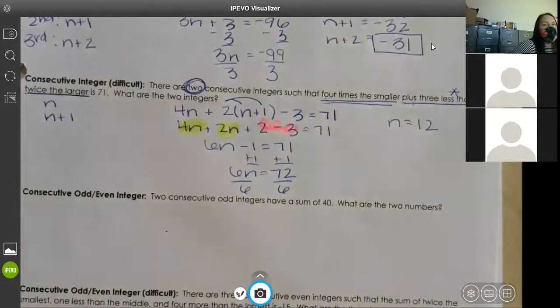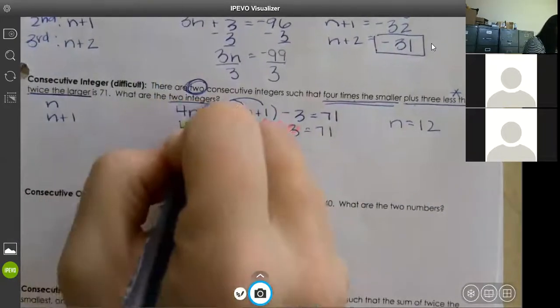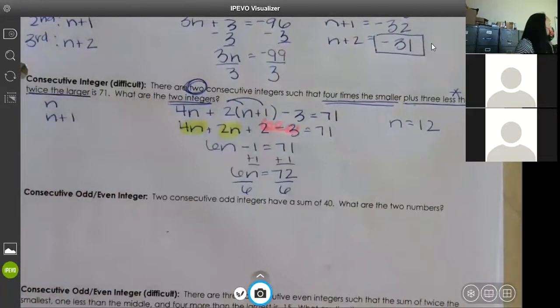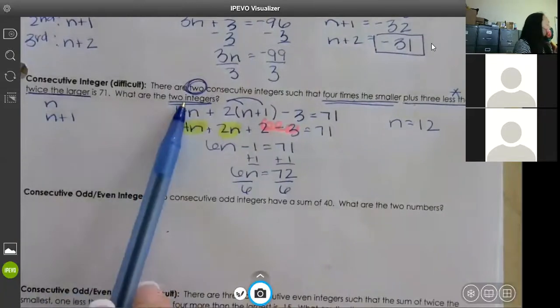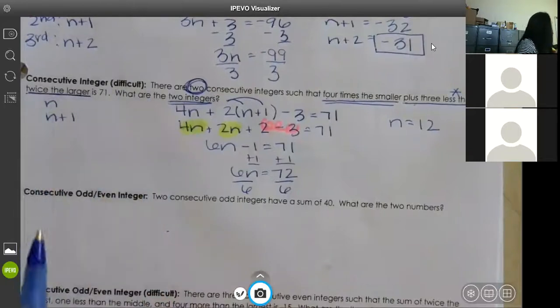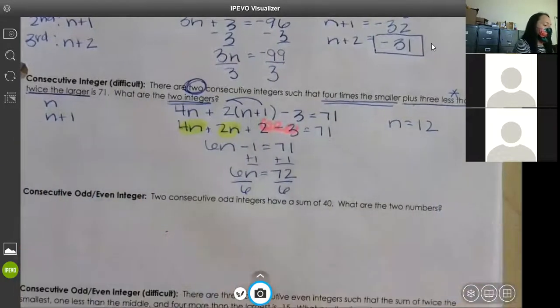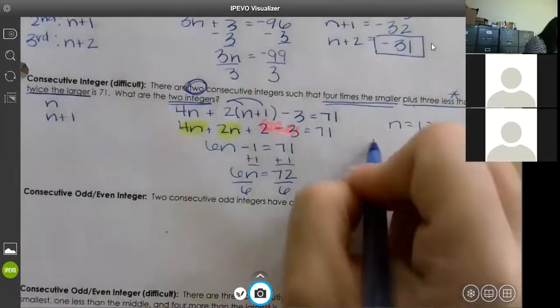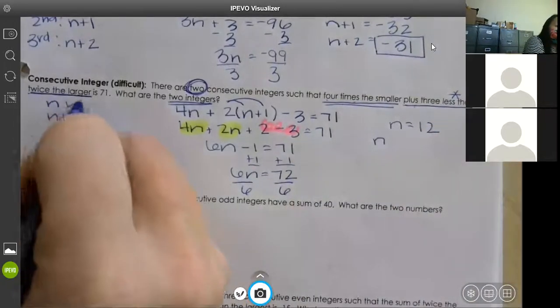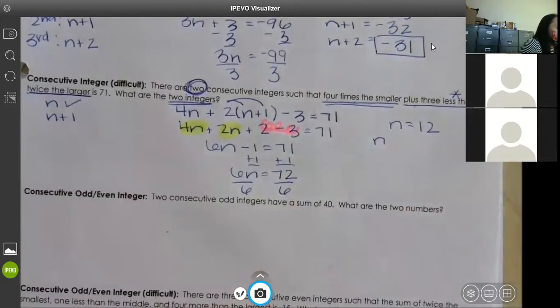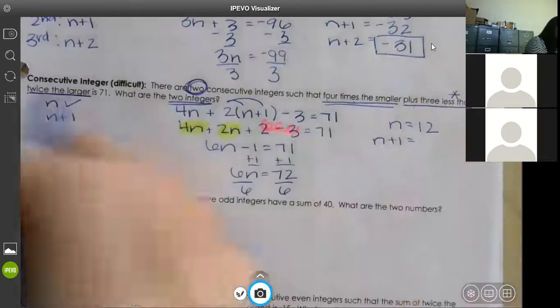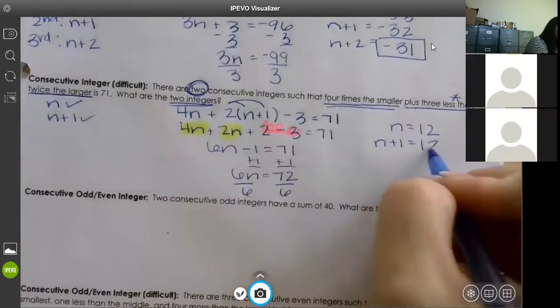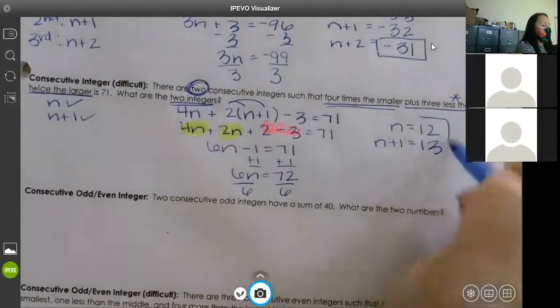Did it ask for the smallest one? What did it ask for? The largest. It actually asked for, look at it. Oh, both of them? What are both integers? So we have this one. So how do we get the next one? We have n. So what do we need to do? N plus 1. So n plus 1 is 13. Those are your 2 numbers.